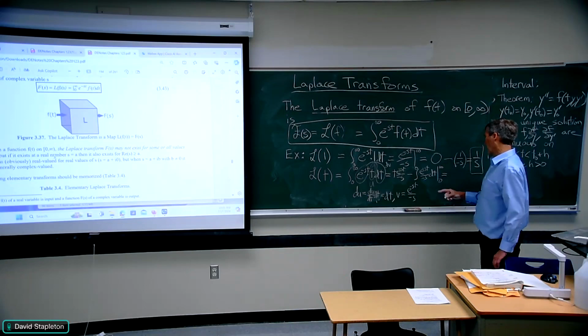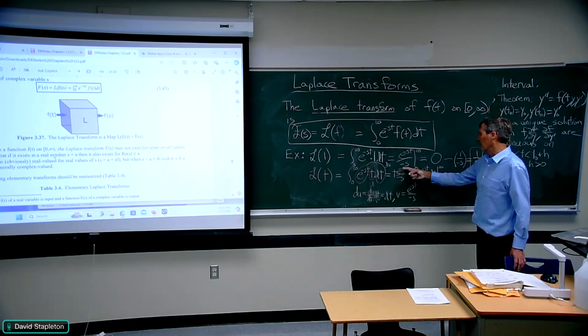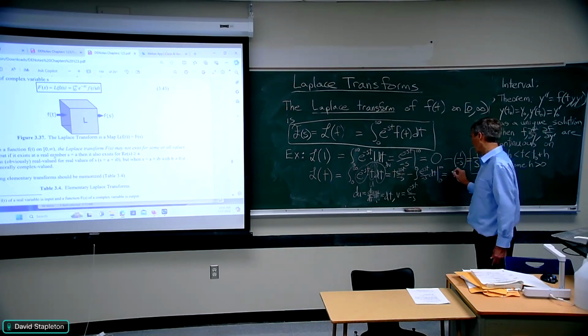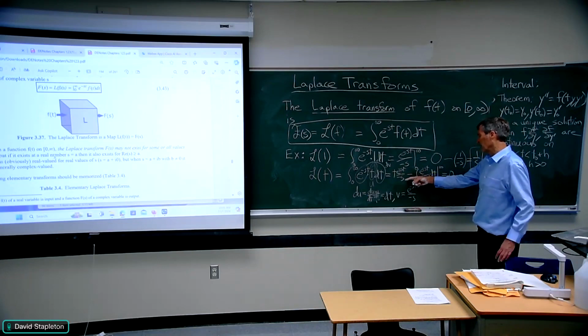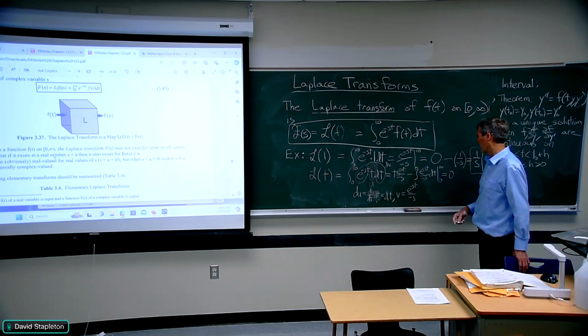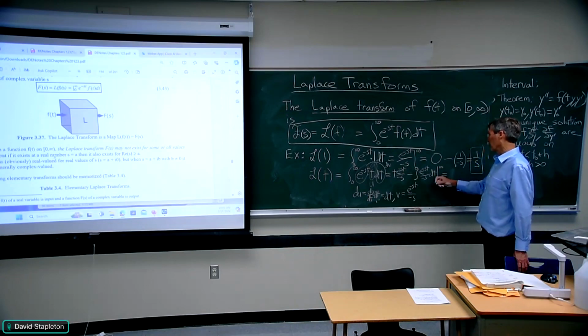Let's see what we get. Well, at infinity, the e to the minus st is a decaying exponential that overpowers the t, and you get 0 again in the limit as t goes to infinity. You can use L'Hopital's rule to prove that. I guess I should do the integral first.